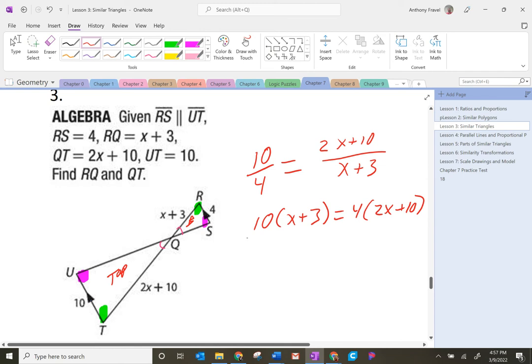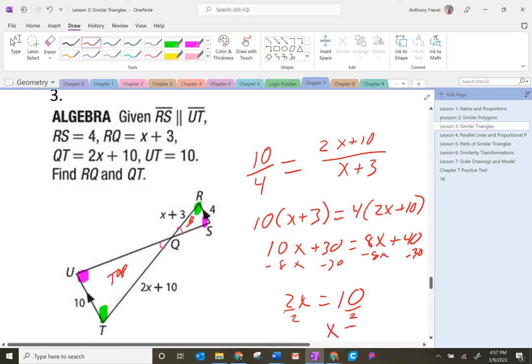All right, I'm going to work through it. This gives me 10x plus 30 equals 8x plus 40. I'm going to start working my way through. Minus 8x from both sides gives me 2x. Then minus 30 from both sides, so that will give me equals 10. Divide both sides by 2. I'm left with x equaling 5.